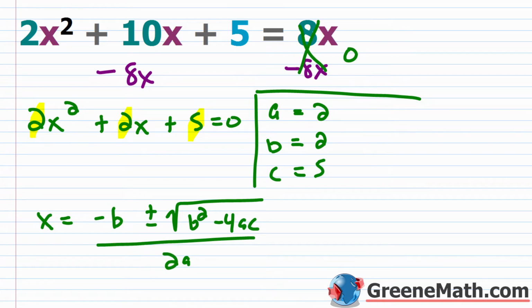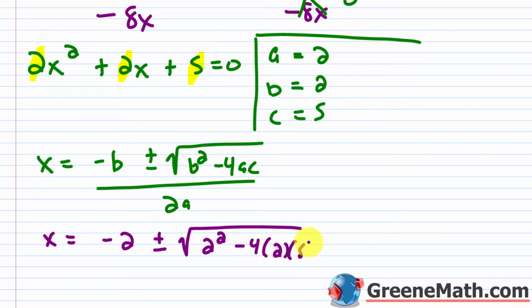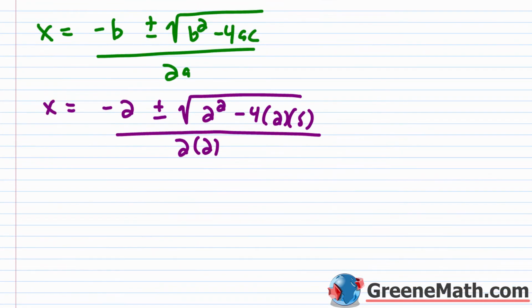I'm just going to scroll down a little bit and plug in. So x is equal to the negative of 2 plus or minus the square root of 2 squared minus 4 times 2 times 5, all over 2 times 2. All I'm doing is plugging in for b, a, and c, and that's where we got this from. Now let's go ahead and solve this real quick. It's just a matter of punching this into your calculator.